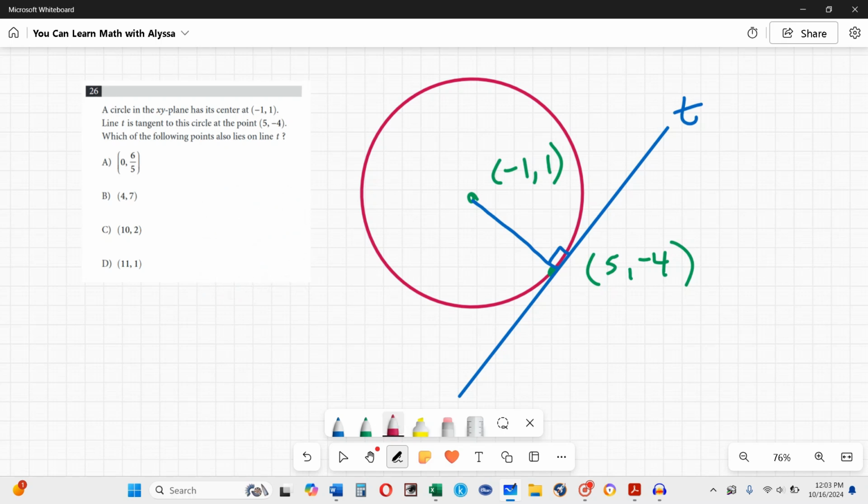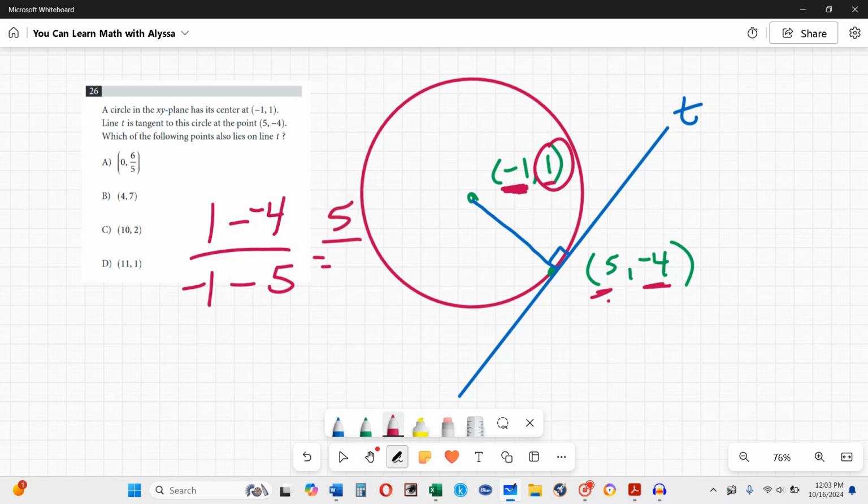What I mean by that is if I start with my -1, 1, I start with that y that is 1, and then I'm going to subtract the other y. Now for the bottom, I need to start with this point again, -1. I cannot start over here with the 5. I started with the 1 on top, so now I have to do the -1 on the bottom. -1 minus 5. Okay, so 1 minus -4 is 5, and -1 minus 5 is -6. So the slope of that line that goes from the center to that point is -5/6.